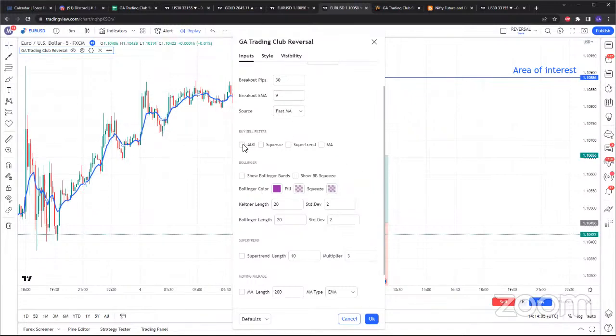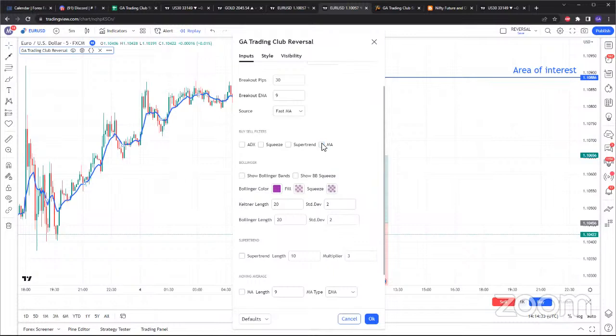If you want to filter out, ADX means volatile. So during price points where price is spiking, you're not going to get signals. Moving average is where's the EMA? So if you put 9 here and select the moving average filter, you're only gonna get buys if price is above the 9 EMA, and you're gonna get sells if price is below the EMA.